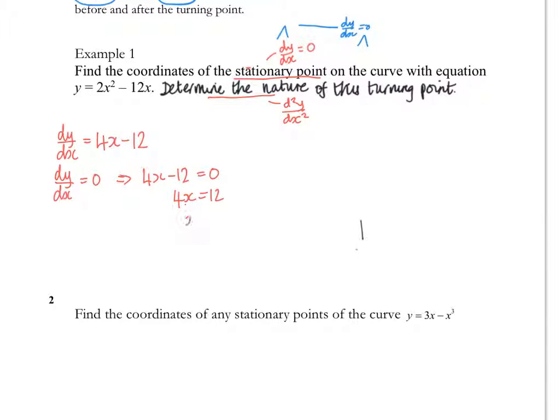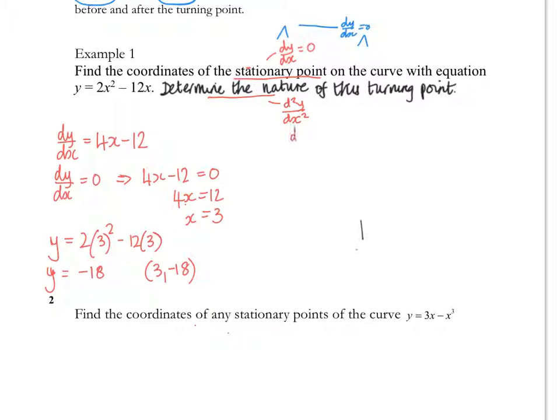4x is equal to 12, so x is equal to 3. If we put that into the original equation, y equals 2 times 3 squared minus 12 times 3. So the y coordinate with that is minus 18. So we've actually got a turning point at (3, -18).